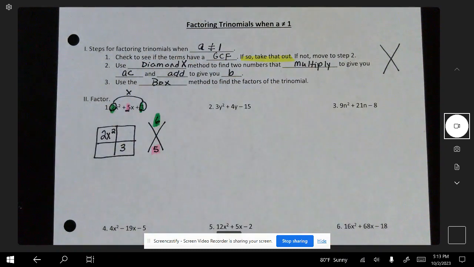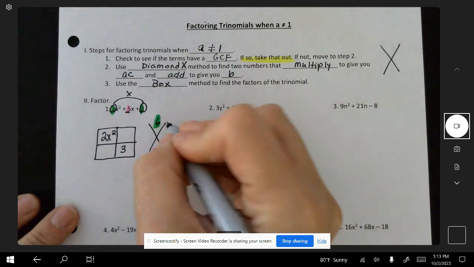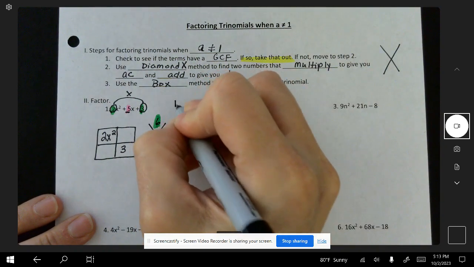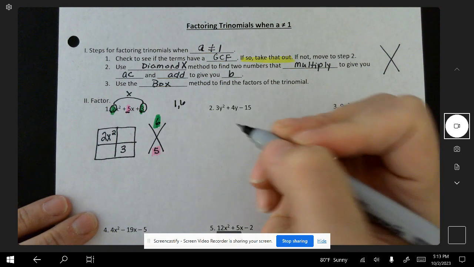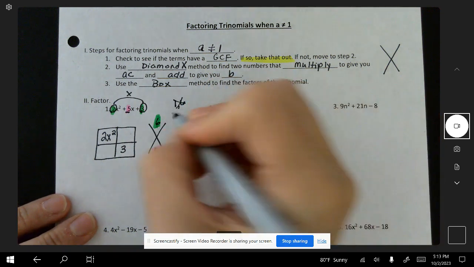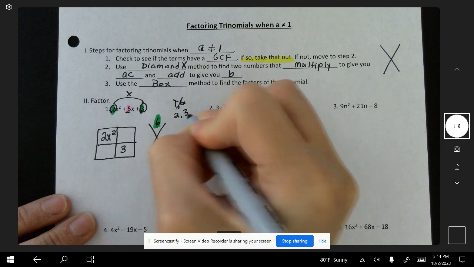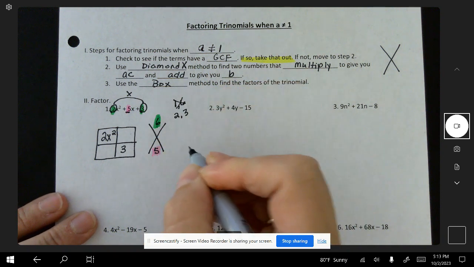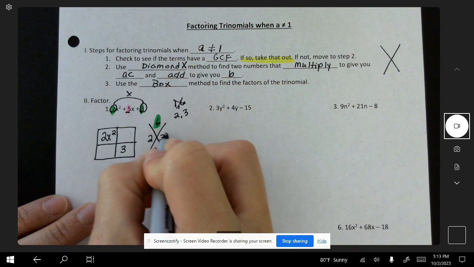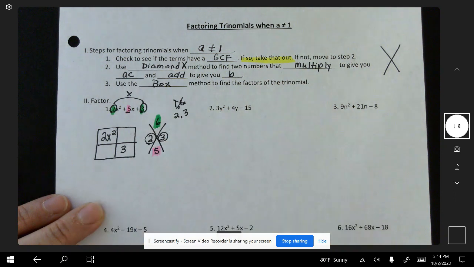Okay? So we're just going to think here. What can we multiply to get 6 that when we add to get 5? So let's start at 1. 1 times 6 is 6, but 1 plus 6 is 7. So that doesn't work. 2. 2 times 3 is 6, and 2 plus 3 is 5. So that works. 2 and 3. So I'm going to circle those. Those are my two numbers.